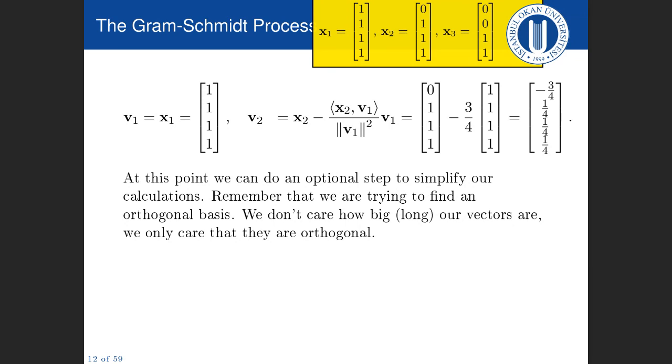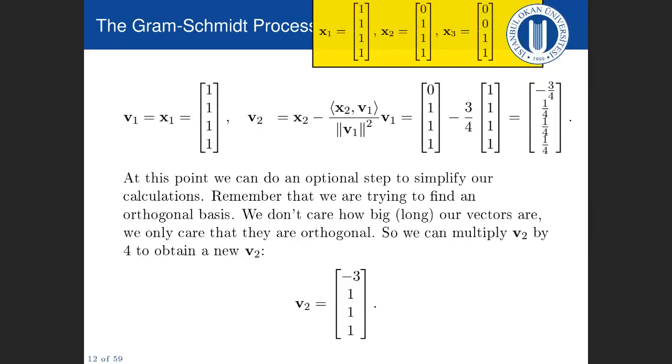So instead of dealing with this vector, which could make our calculations a little bit complicated, we can just multiply it by the number 4. And then instead of the vector we've calculated, we're going to be looking at a new vector, V2: minus 3, 1, 1, 1. This is still orthogonal to V1, but because there are no quarters in it, it's going to make our calculation a little bit easier.